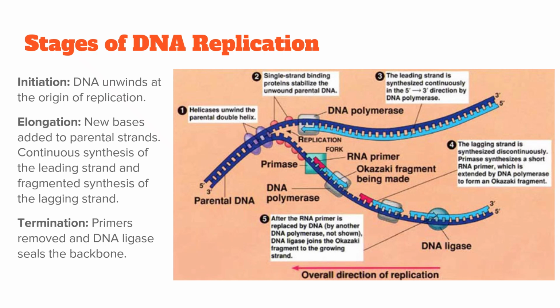Next, in the elongation step, primase lays short RNA primers. DNA polymerase extends from primers in that 5' to 3' direction. The leading strand is continuous. The lagging strand forms Okazaki fragments that DNA ligase later joins.